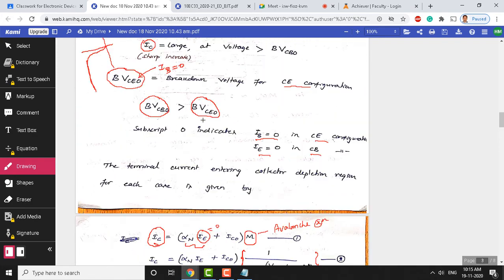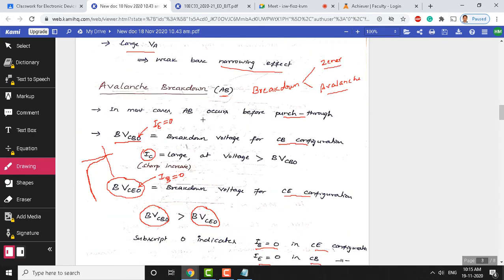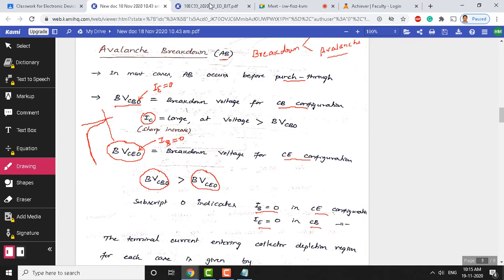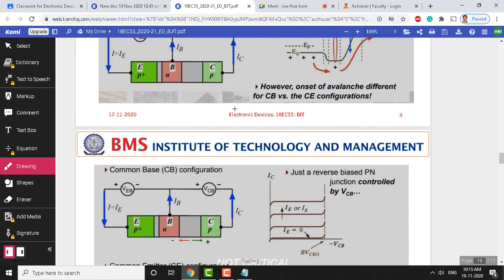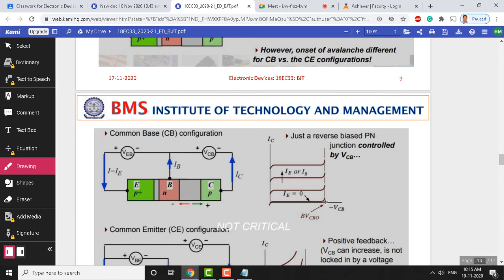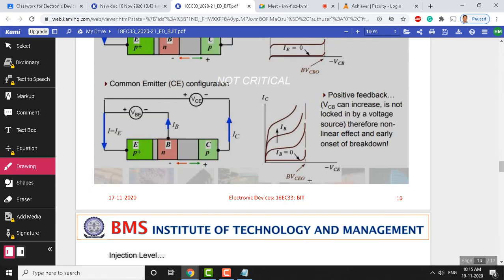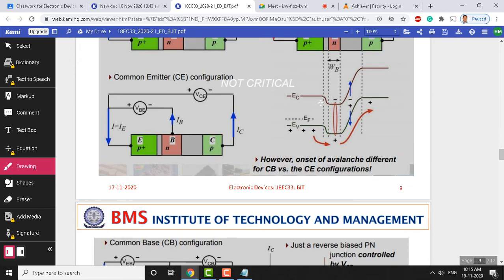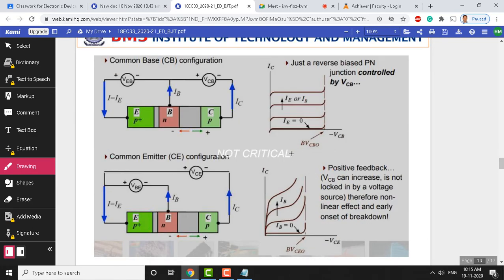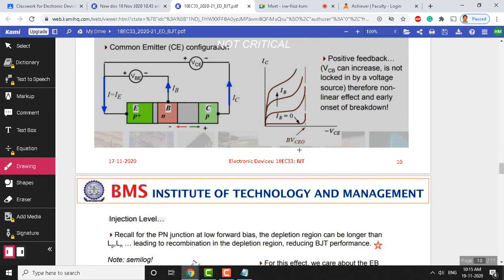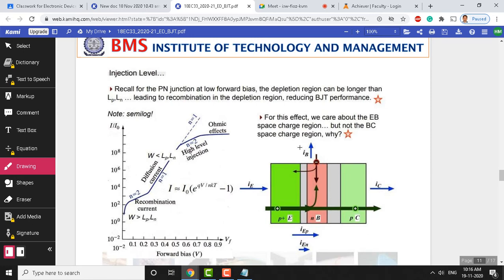If you have any questions related to the breakdown mechanisms, you can ask here. Otherwise, we will proceed. These are the different graphs I have shown here, to measure BVCBO and BVCEO. These are the breakdowns shown with reference to the characteristics. So, these are the two slides that correspond to avalanche breakdown. Any questions before we move to the injection level?